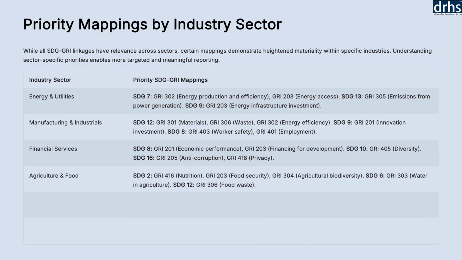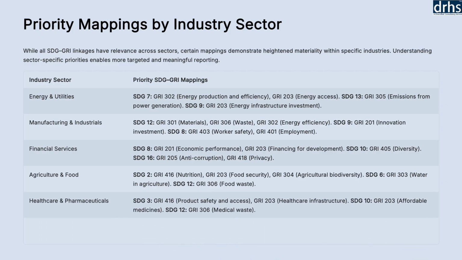Agriculture and food. This sector is intrinsically linked to SDG 2, Zero Hunger. SDG 6, Clean Water and Sanitation, and SDG 15, Life on Land, are highly material due to water use, soil health, biodiversity, and land management. SDG 12 is also critical, reflecting food loss, waste reduction, and sustainable sourcing.